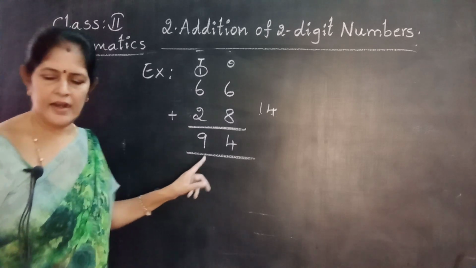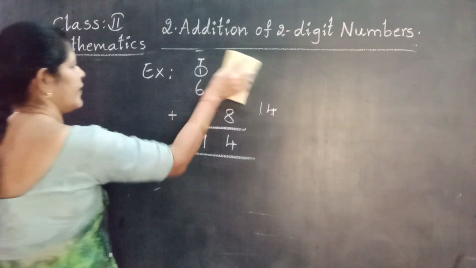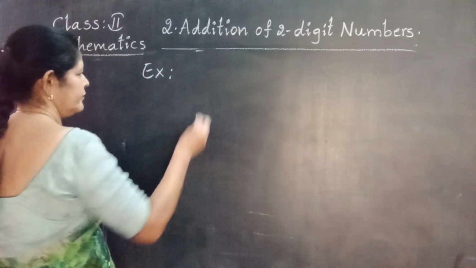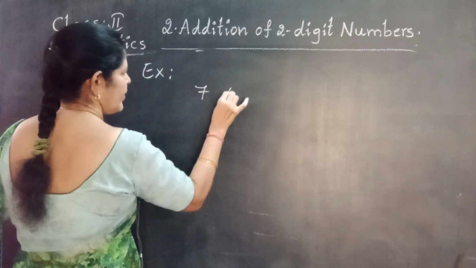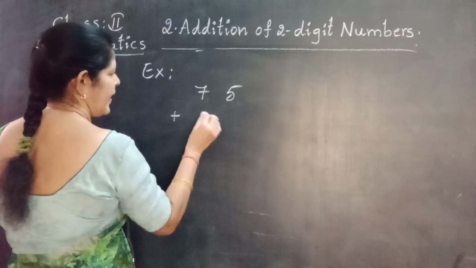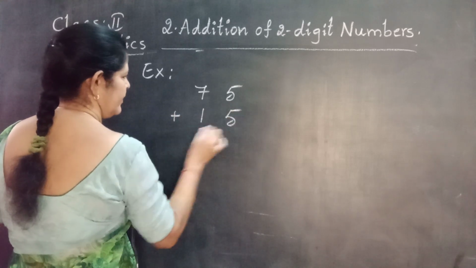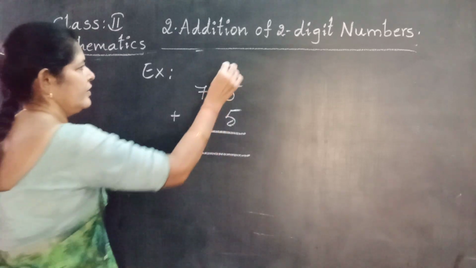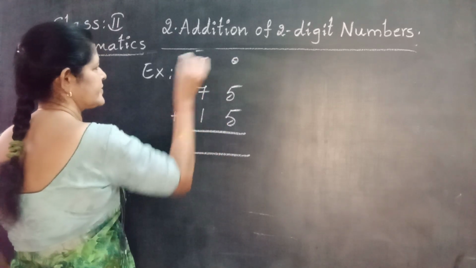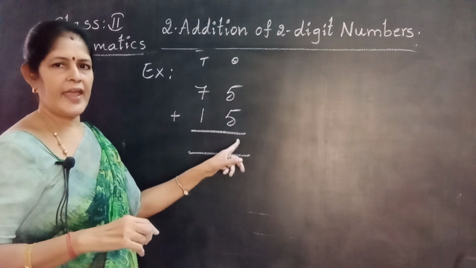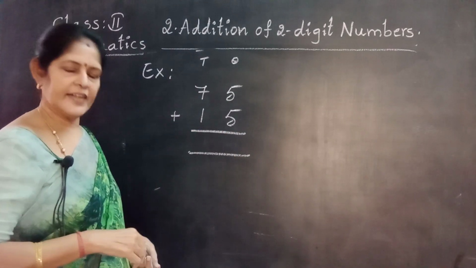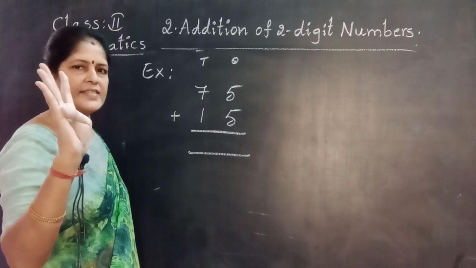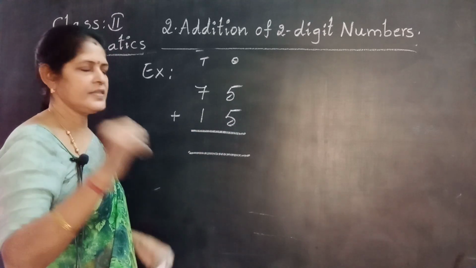What is the total? 94. Another example. Do you understand the concept? Very good. 75 plus 15. Ones place, tens place. 5 plus 5, 10. Super. Take 5 fingers. 5 after 6, 7, 8, 9, 10.